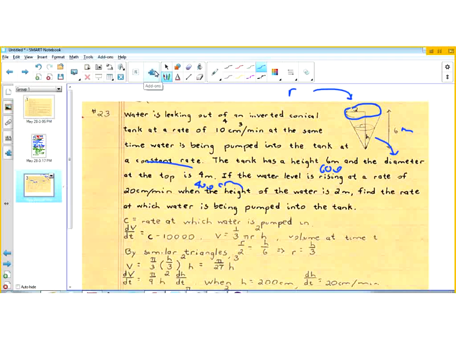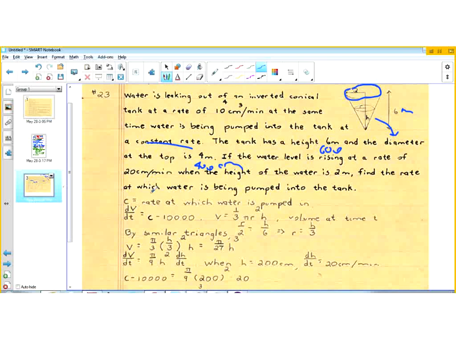So we're trying to find so many cubic centimeters per minute. So R will be in cubic centimeters per minute. So the way we proceed is, okay, we're chasing C right here. C is the rate at which water is pumped in.